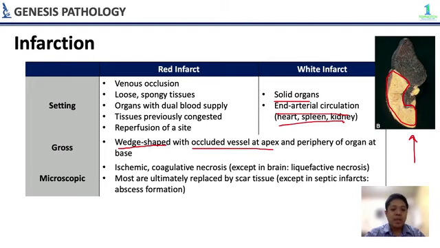Microscopically, it shows ischemic coagulative necrosis, except in the brain, which undergoes liquefactive necrosis, and most are ultimately replaced by scar tissue. Except in septic infarcts, which become abscesses.